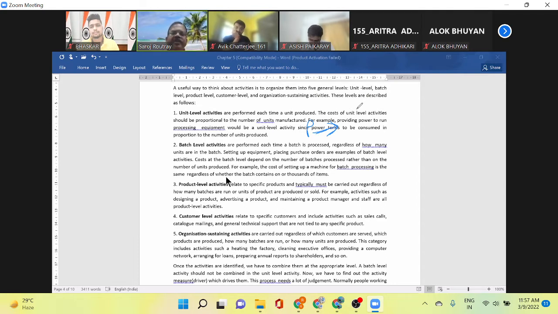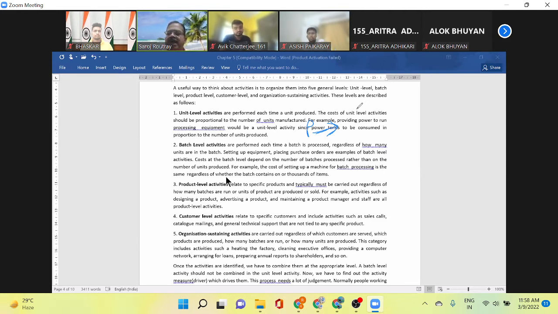Then there are some activities which have nothing to do with units and batch. Like I want to introduce a new product, Colgate Salt. And if I want to introduce it, I have to do advertisement. So the advertisement expenses I incur for introducing Colgate Salt in the market is a product level activity. For that particular product only, you are not doing it for all the toothpaste you are having. You're doing it for one particular product. So the cost incurred should be charged to that particular product.